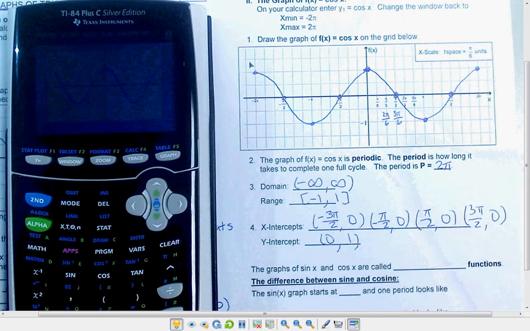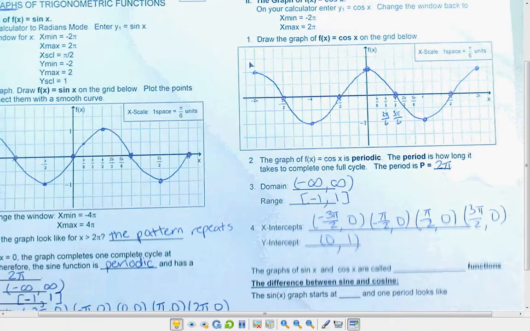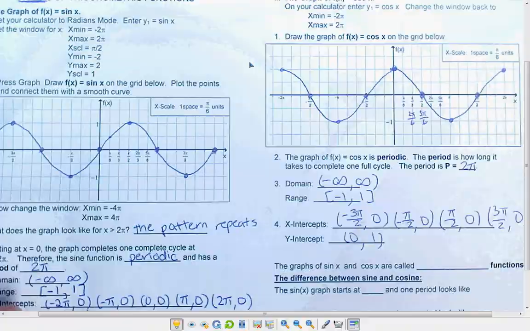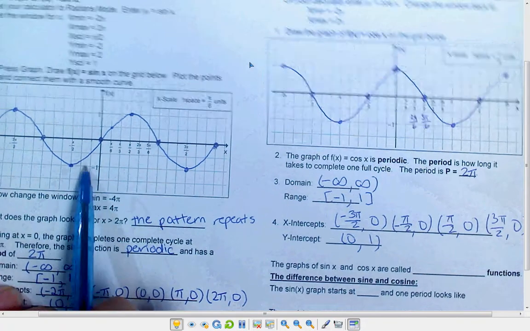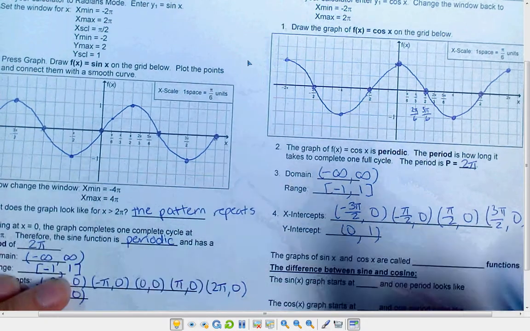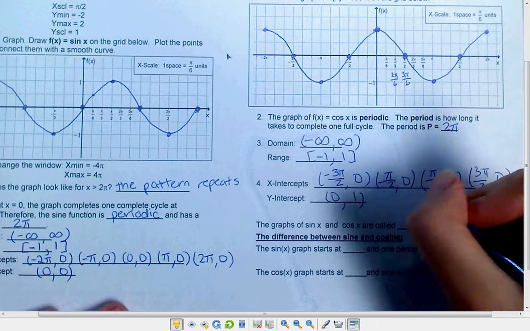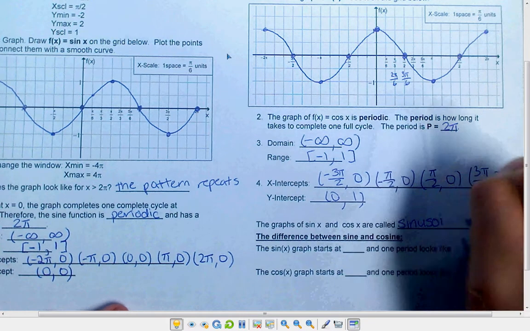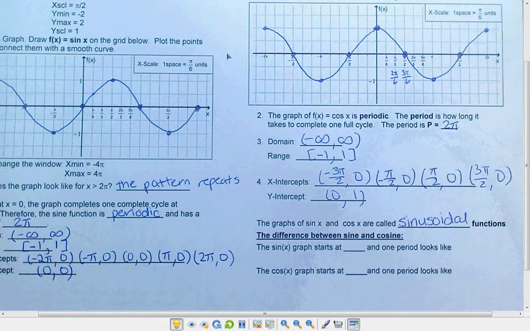So both sine and cosine, they look very, very similar. Cosine is just moved a little bit to the left of sine, right? So they look very, very similar. The graph of these two functions are called sinusoidal functions. I know it's kind of a strange word, but if you ever hear it, sinusoidal, it's referring to either the sine or the cosine function.